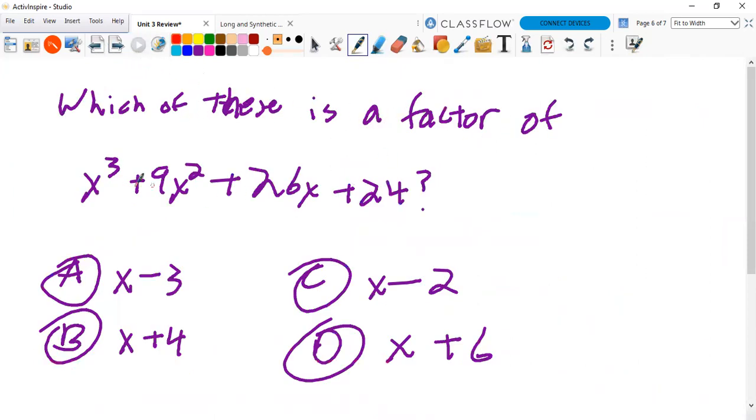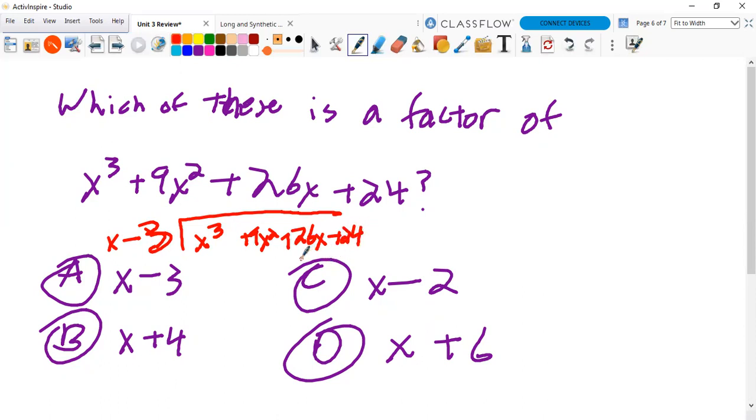Which of these is a factor of x cubed plus 9x squared plus 26x plus 24? Again, I'm just using the same one for the sake of easiness. Which of these is a factor of that polynomial? Well, we know it's a factor if we divide it and I get a remainder of 0. So you could do long division for all of these and see which one works out, or you could do synthetic. But if I do synthetic, what I have to remember is 1, 9, 26, 24.